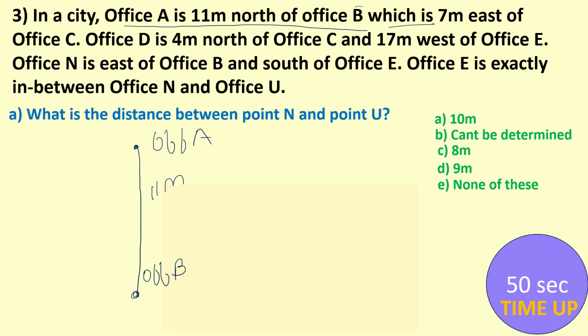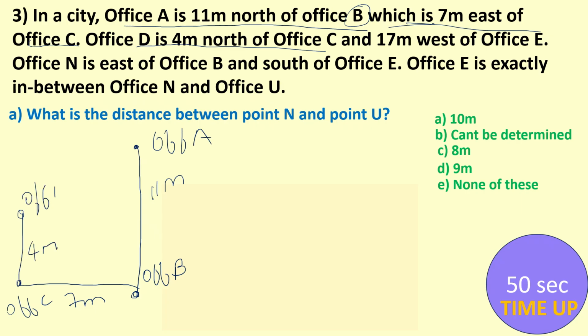Which means B is referring to the second element, which is 7 meter east of office C. So B is in the east of office C. So office C will be somewhere here, which is of 7 meter. This is your office C. Next, office D is 4 meter north of office C. So 4 meter, I'll draw somewhere here, which is office D. And D refers to the first element.